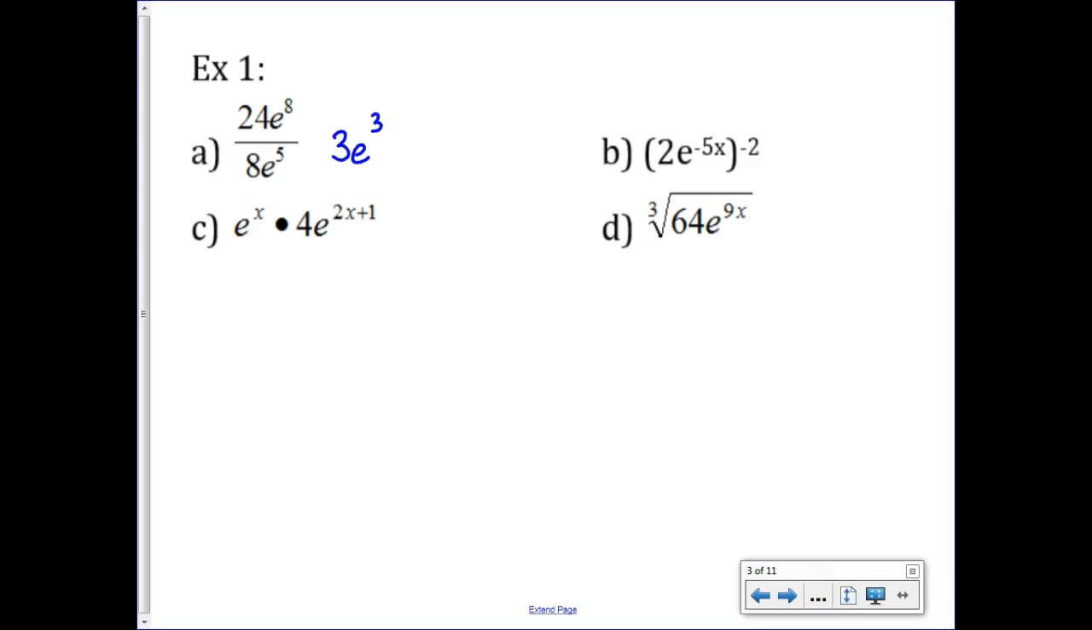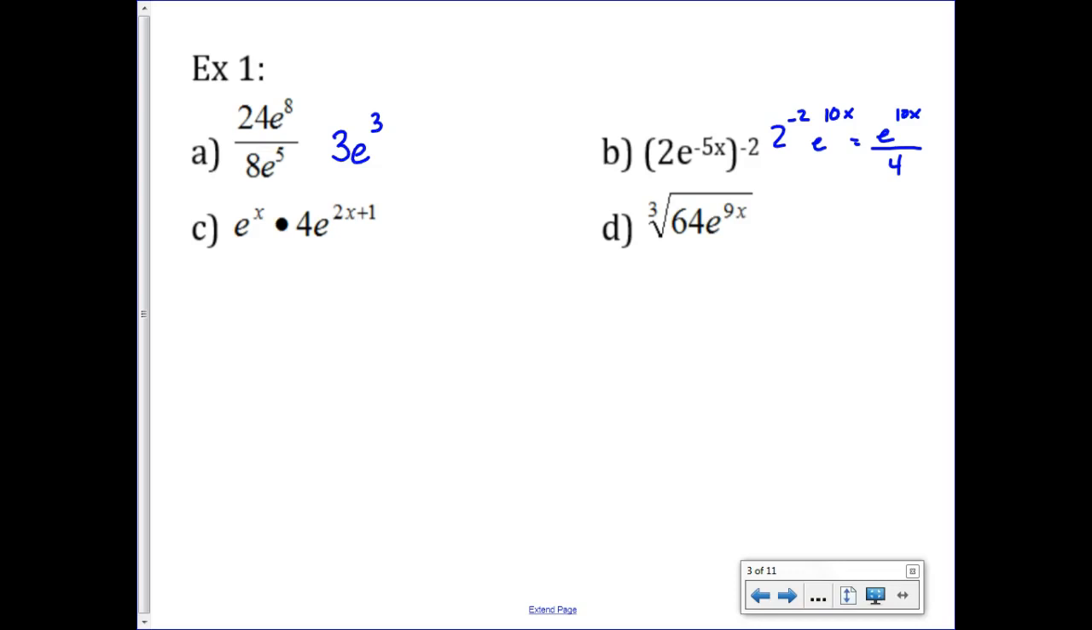So this next one, part B, we would do 2 to the negative 2. And then we would have e to the 10x. While 2 to the negative 2 would be 1 over 2 squared, or 1 over 4. So we could write this as e to the 10x over 4, or 1/4 times e to the 10x. Either one of those would be okay.